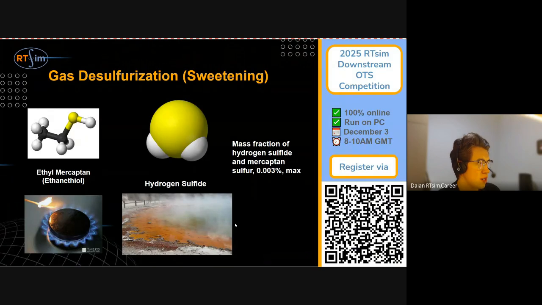Mass fraction of hydrogen sulfate and mercaptans, including hydrogen sulfate, in normal conditions is not more than 0.003%. And about desulfurization, another name for this is sweetening.